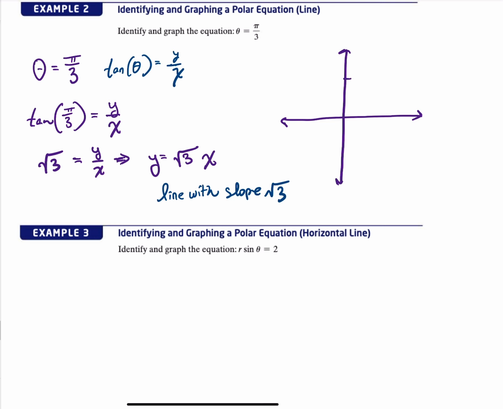So I'll just say this is the square root of 3. Let's just say that this is 1. Probably not totally perfect, but just for the sake of throwing a few points here. Some line with a positive slope.